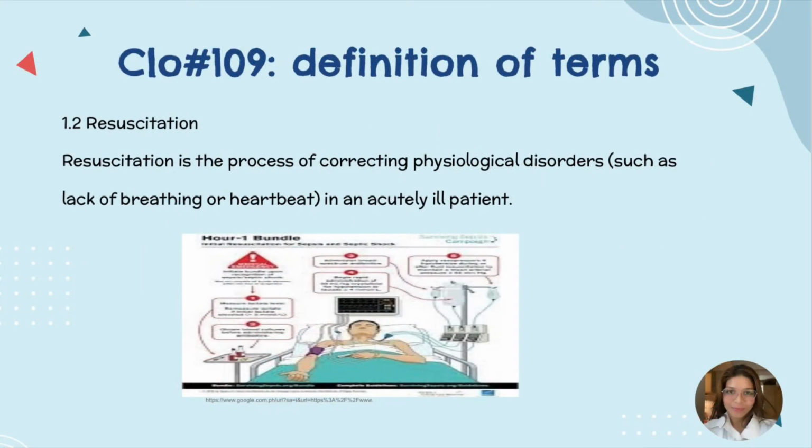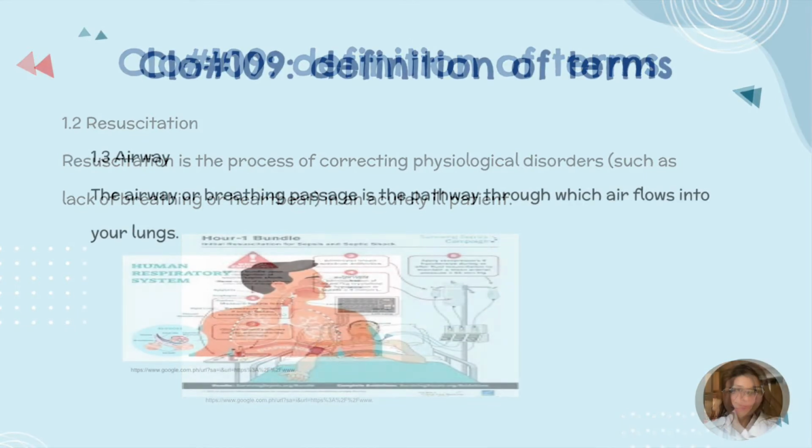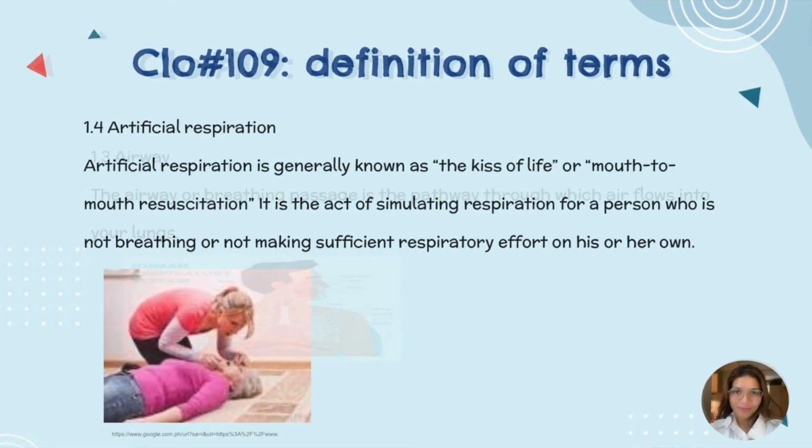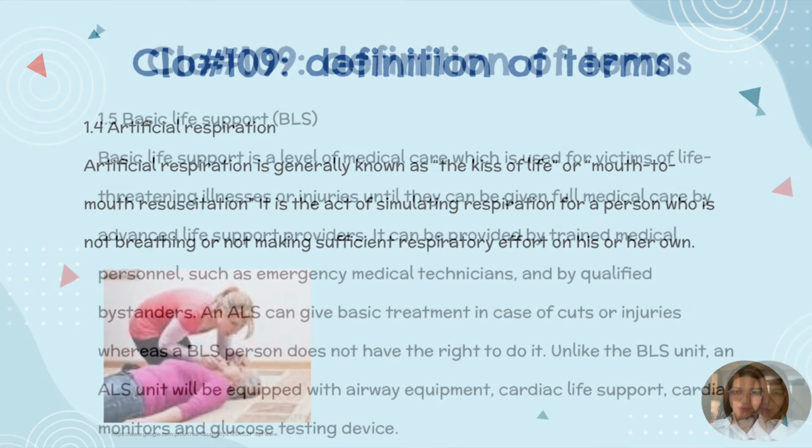So, resuscitation. Resuscitation is the process of correcting physiological disorders such as lack of breathing or heartbeat in an acutely ill patient. Airway. The airway or breathing passage is the pathway through which air flows into your lungs. Artificial respiration is generally known as the kiss of life or mouth to mouth resuscitation. It is the act of simulating respiration for a person who is not breathing or not making sufficient respiratory effort on his or her own.